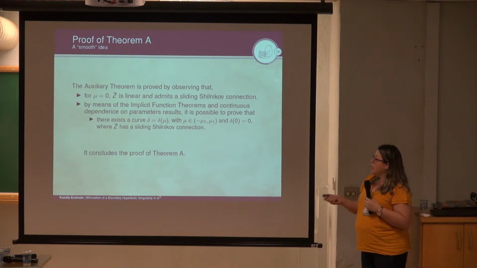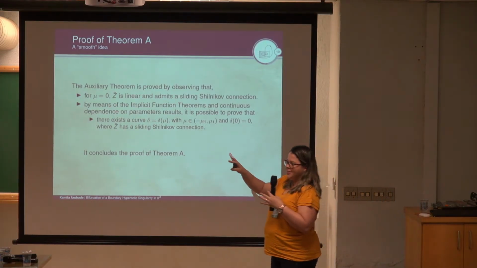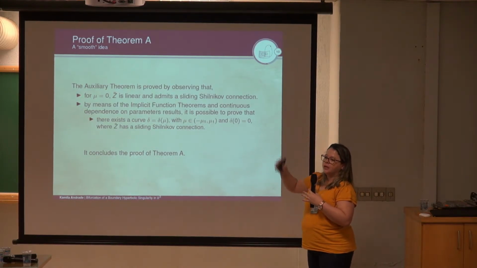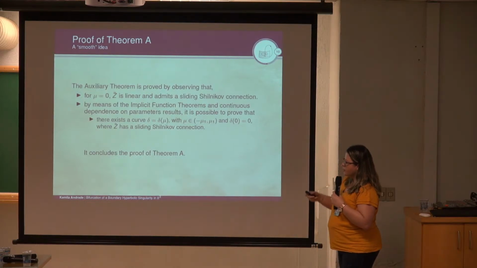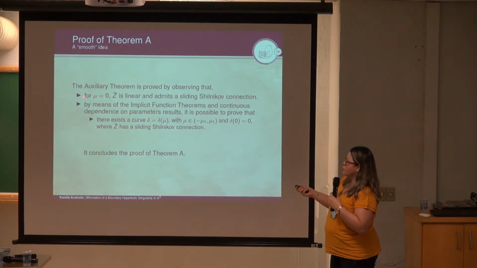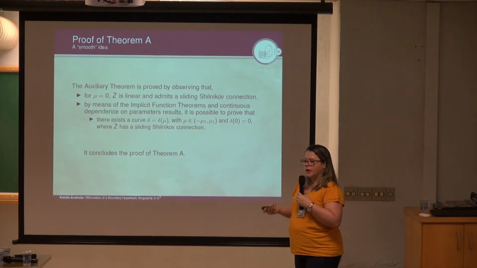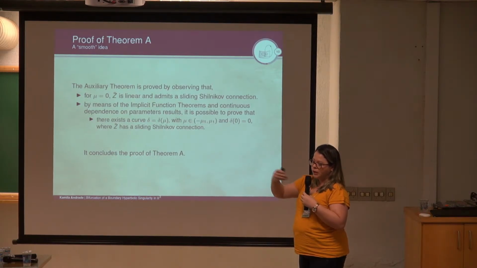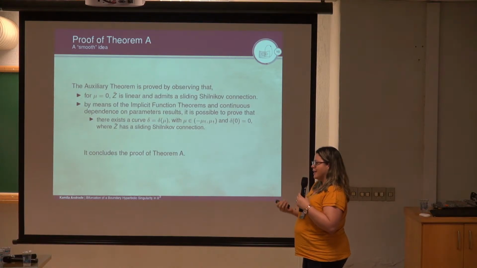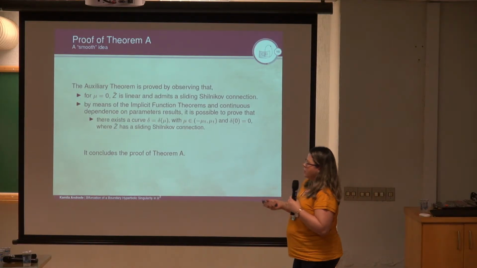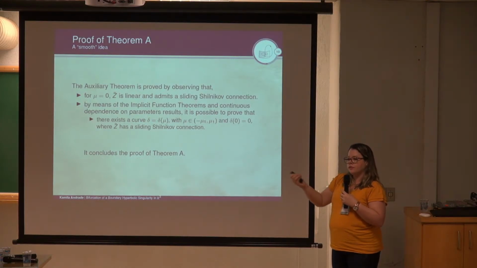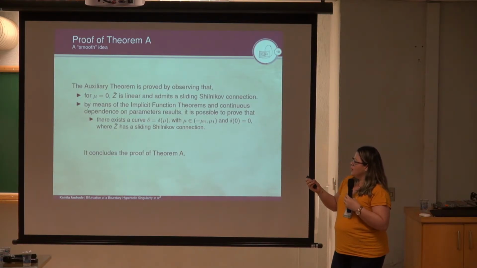The auxiliary theorem is proved by forgetting that it is associated to the initial vector field and studying it completely, not just for mu bigger than 0. We studied it for mu equal to 0, and for mu equal to 0, that vector field is linear. And for this vector field, we can compute the solutions and prove that this vector field has a proper sliding Chunikov orbit. By proving that, and the conditions we have imposed, it is sufficient to prove by means of the implicit function theorem that there exists that curve where the sliding Chunikov connection happens.